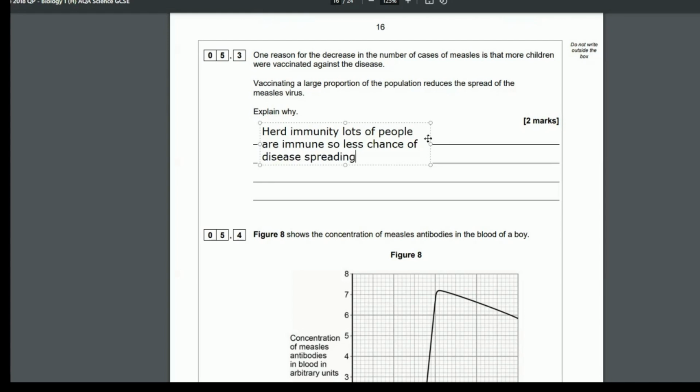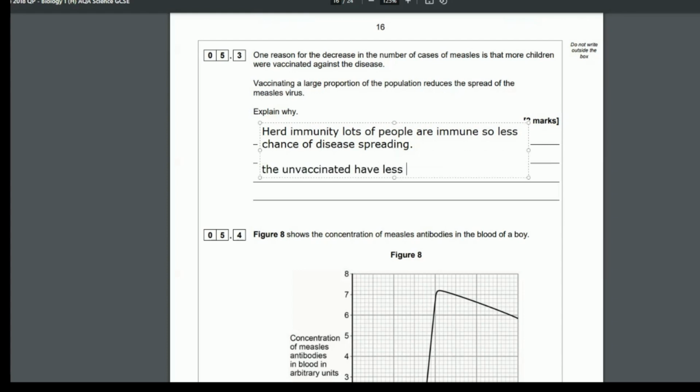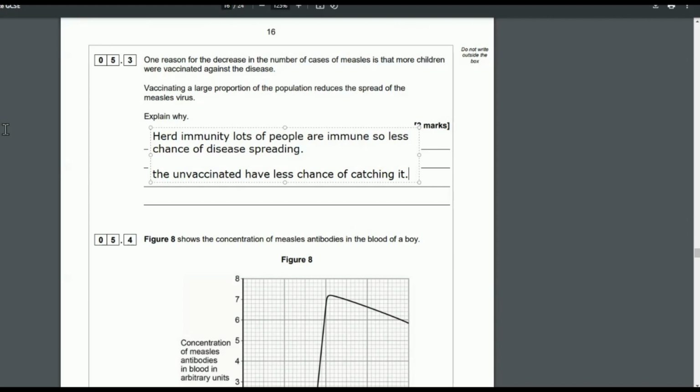So it can't spread even to people who aren't vaccinated. Herd immunity is when you protect the unvaccinated, so the unvaccinated have less chance of catching it. Think in your science class, if 25 out of 30 people have the vaccine, then only 5 of you can catch it and spread it to the others in that 5. If 29 of you have it, there's only one person who's unvaccinated in the class. All those vaccinated people are protecting the person without the vaccine. We call that herd immunity, protecting the herd.